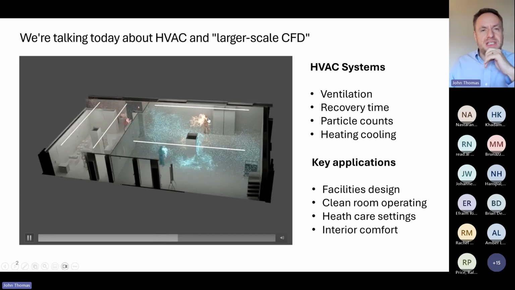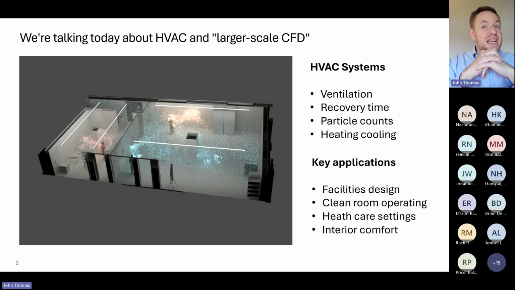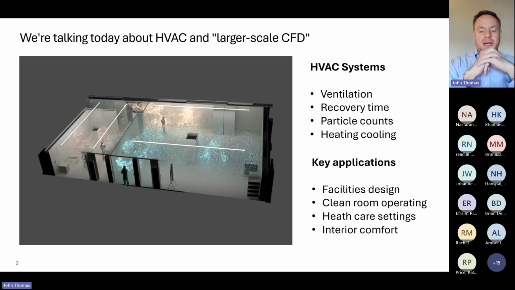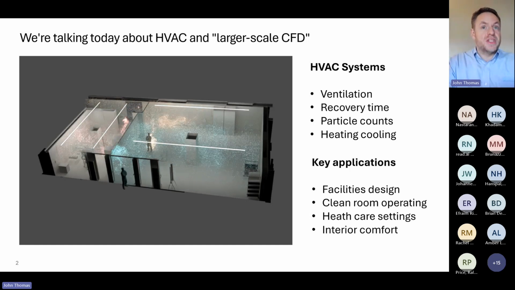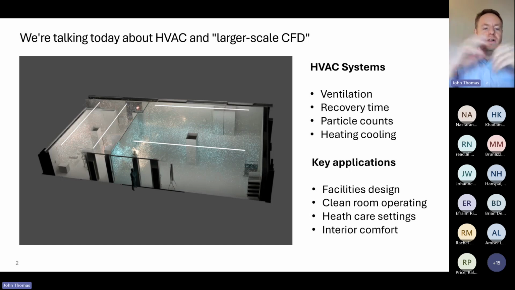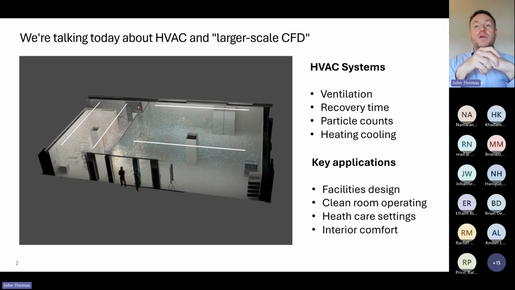And again, applications and relevant focus would be things like a facility designer. It would be relevant to healthcare settings, operating room settings, clean room operation, etc. The interior comfort, as I mentioned, whether this be in a room or a cabin of a vehicle. Foundationally, we want to understand how air moves through these facilities, how particles accumulate inside these facilities, and how comfortable these facilities might be.